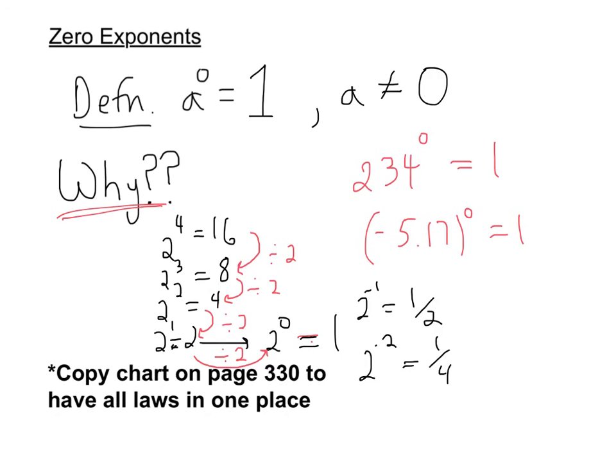So the pattern keeps going for all of those different exponents, negative or positive. Okay, last piece of advice. Please copy the entire chart on page 330. There's a couple of laws I didn't discuss with quotients, and you want to have those all in one place. So copy those into your notes so you have them for future reference.